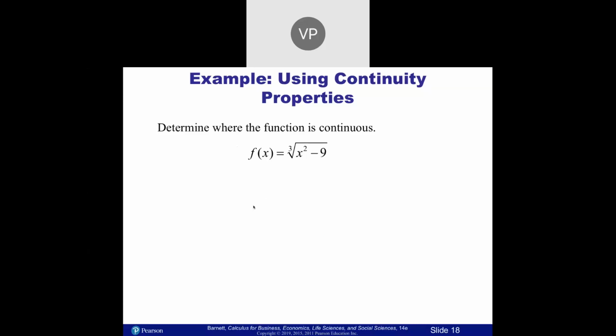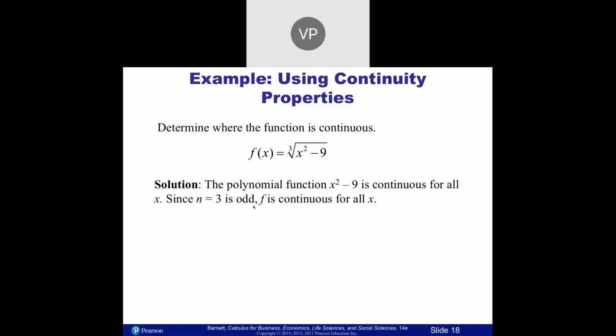Okay, so remember now, when you have a cube root, there is no restriction on what can be on the inside. Every point exists: positives, negatives, fractions, decimals. So because the entire function inside, x squared minus 9, is continuous already, a cube root means it's going to be continuous everywhere as well.